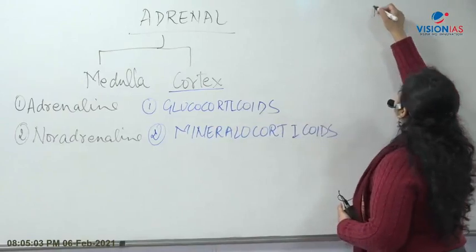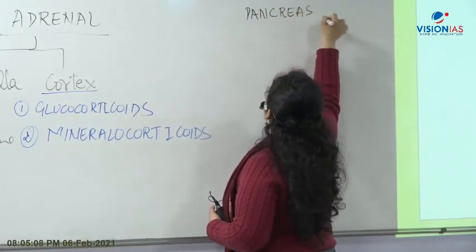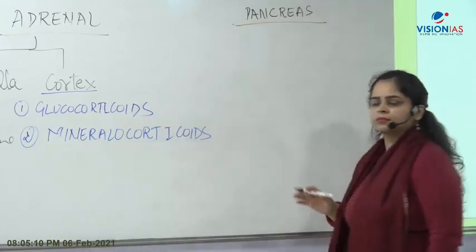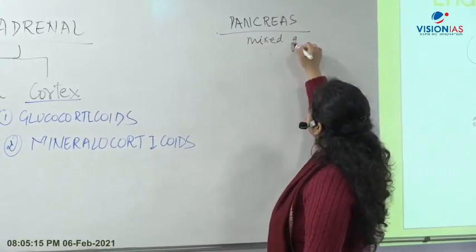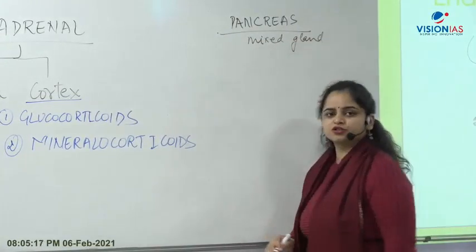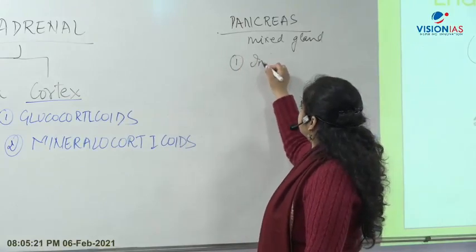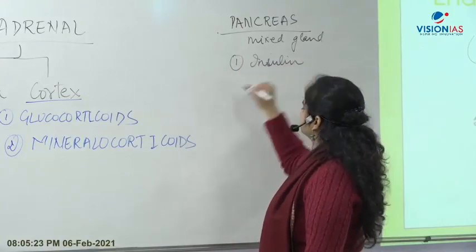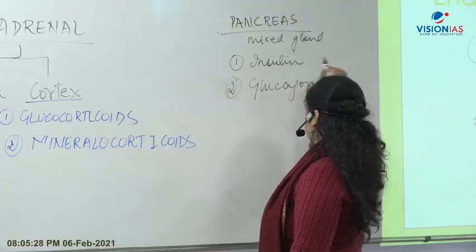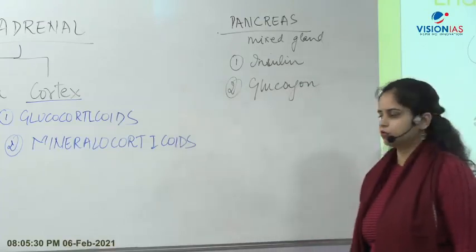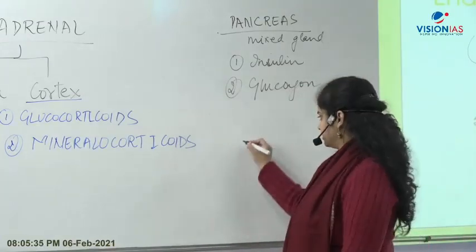And the last organ, pancreas, right? Pancreas, the mixed gland. We're going to here talk about the endocrine function of pancreas by two hormones. First one is insulin, second is glucagon. Insulin and glucagon. Now for this you have to remember what happens to glucose in the body.